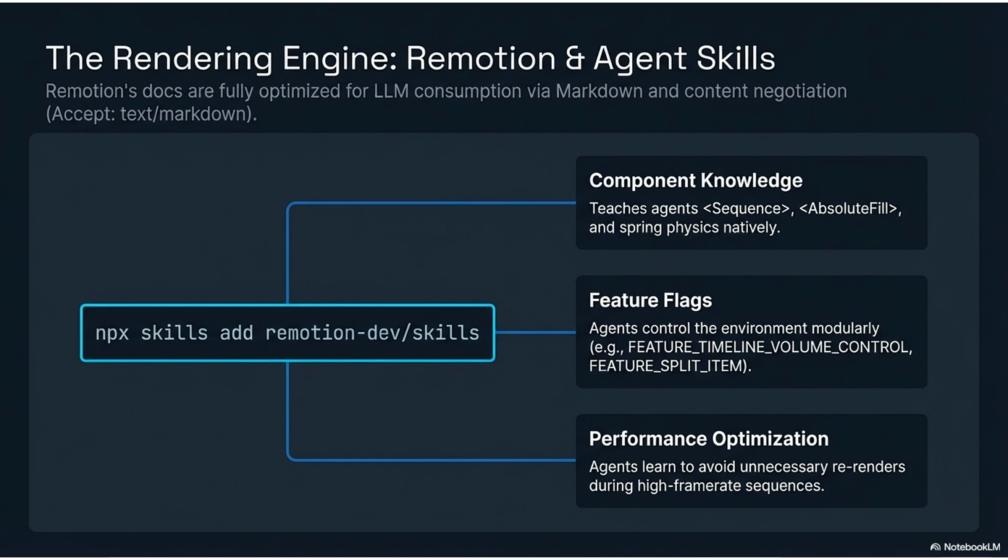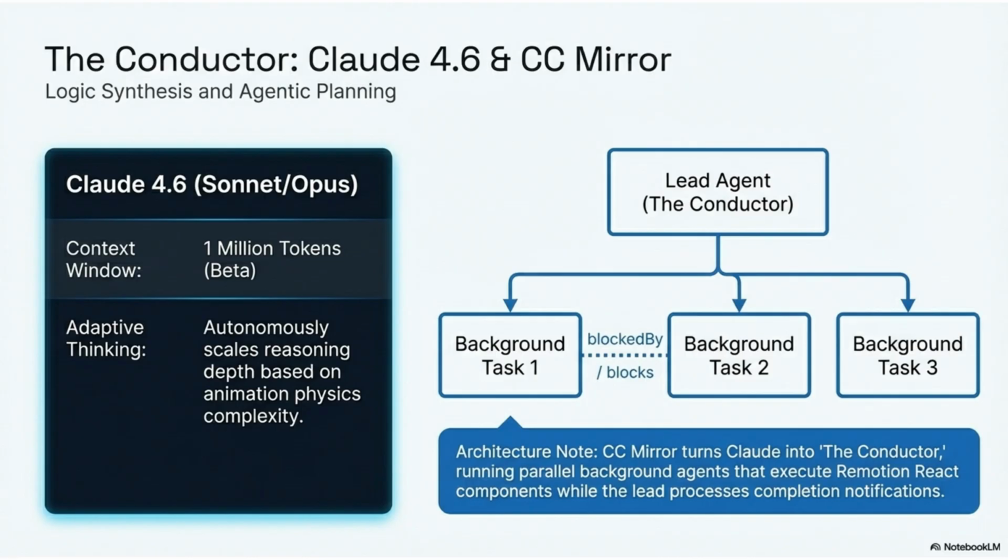The rendering engine utilizes Remotion and agent skills. Remotion's documentation is optimized for LLM consumption, teaching agents component knowledge, controlling the environment via feature flags, and allowing agents to learn performance optimizations. Claude 4.6 acts as the conductor for logic synthesis and agentic planning.